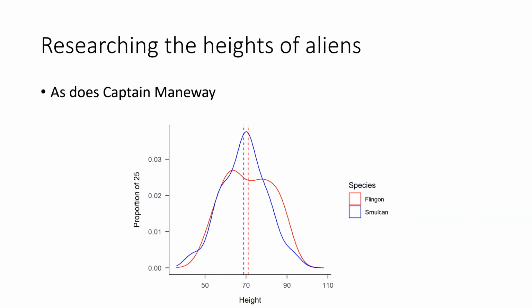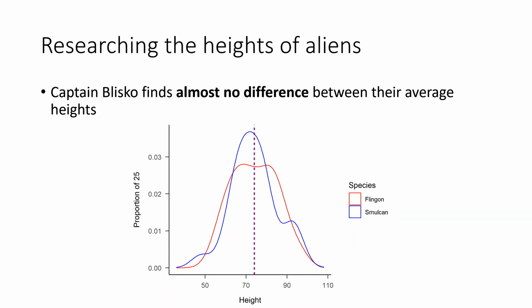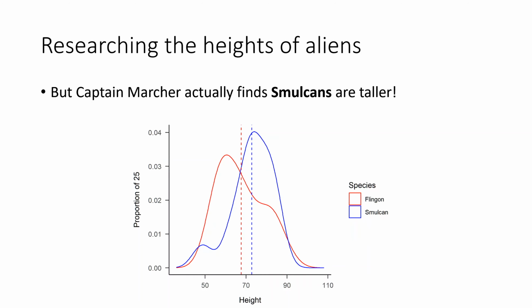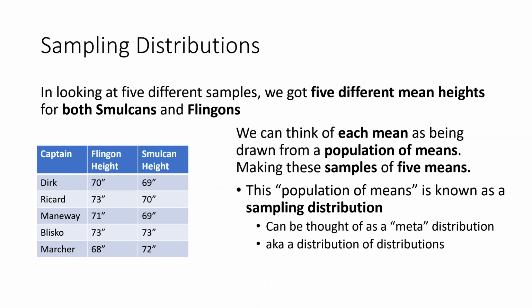Captain Mainway sees a similar result, but Captain Blisco actually finds they're almost exactly the same heights in his sample. There's very little difference in the mean heights between Klingons and Smolkans in his samples of 25 of each. And then Captain Marcher actually finds that Smolkans are taller. Even though he took another sample of 25, in his sample we see something that is not representative of the population, in the sense that Smolkans are taller than Klingons.